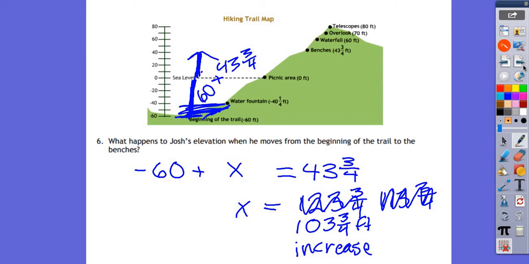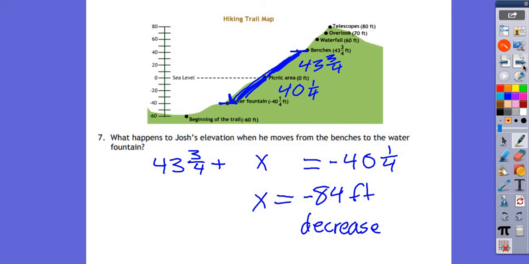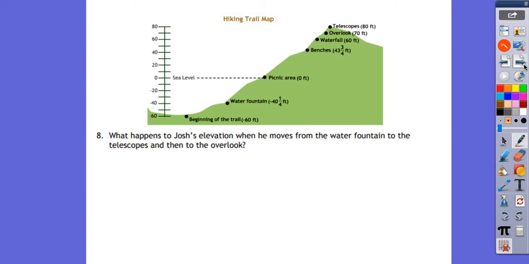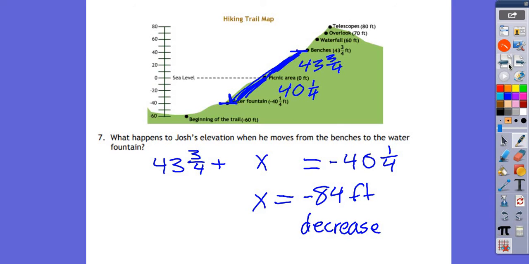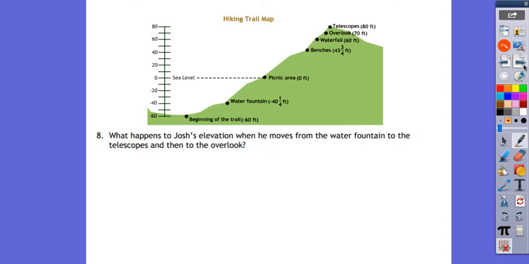Okay, now work on the next problem. Can you work out the next problem? Let me do it real quick. Wait, I was still confused. I'm sorry. Wait. We're still on number 7? Yeah. Okay. Number 8 says, what happens to Josh's elevation when he moves from the water fountain?